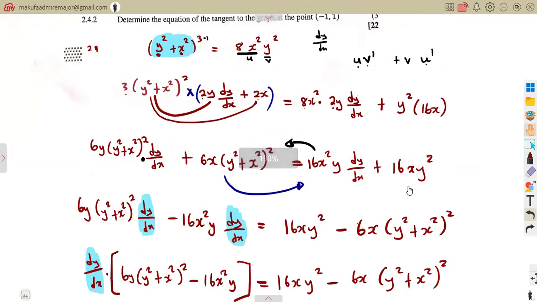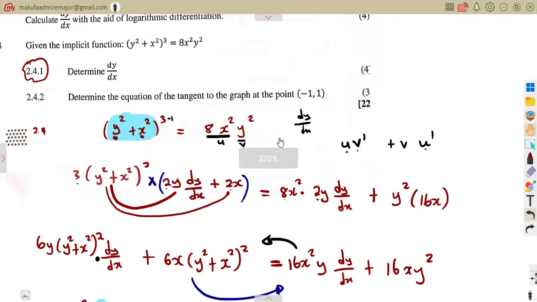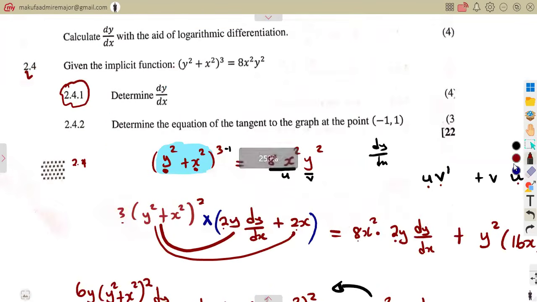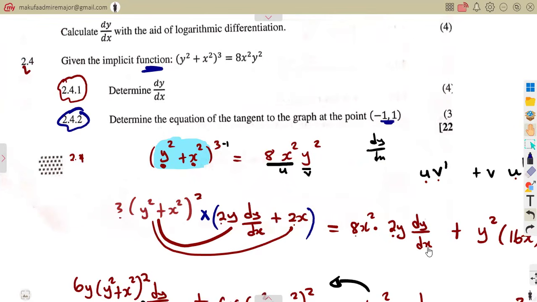So the implicit differentiation part is important when it is like this, to understand also the application of a function while it's working with the implicit function. All right, so let's consider the other part of this question. It was to determine the equation of the tangent. That's a continuation from this function that we are given. But we need the equation of the tangent to the graph at the point minus 1, 1.